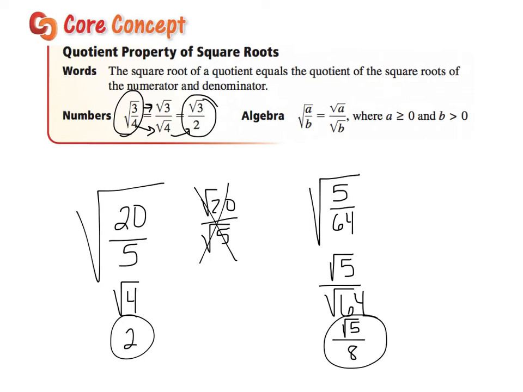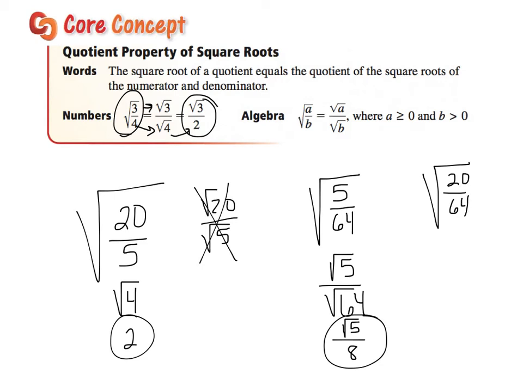But let's say I gave you this. The square root of, let me think. What do I want to do? Let's do 18. No, let's do 20 again.